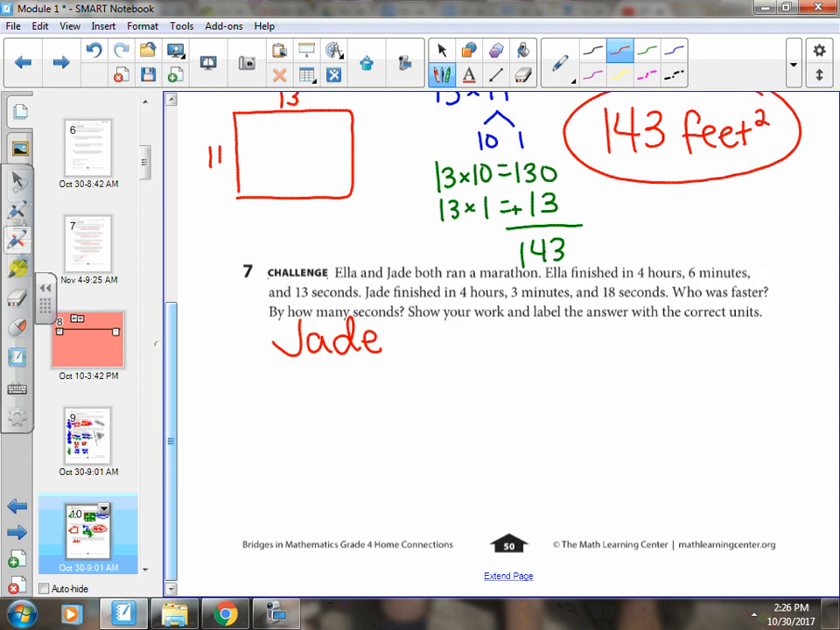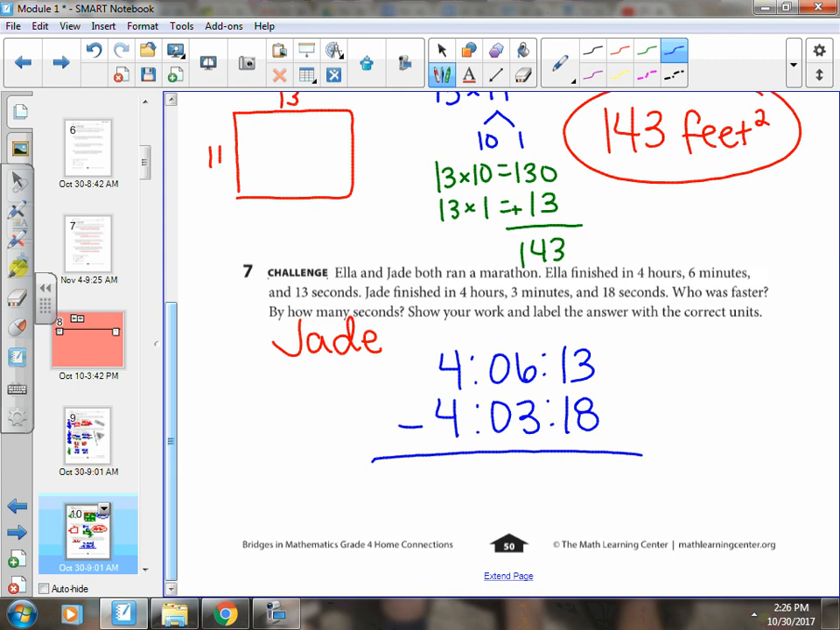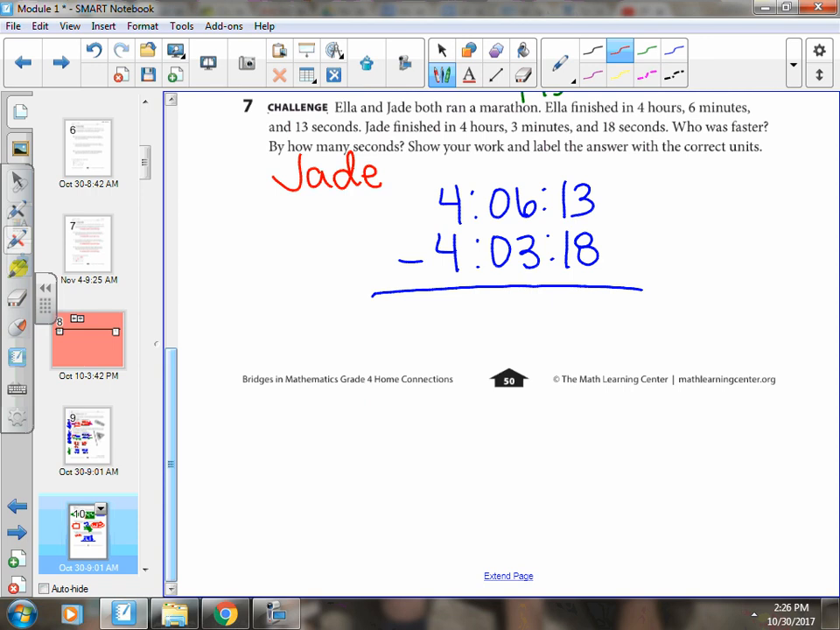So we need to take Ella's time, 4 hours, 6 minutes, and 13 seconds, and I need to minus Jade's time, which is 4 hours, 3 minutes, and 18 seconds. Now, time is very funky. The number system is based on the number 10, based on the number 100, right? Those are numbers that are very powerful in math. But time, I want you to think of the number 60. 60 is very powerful in math.